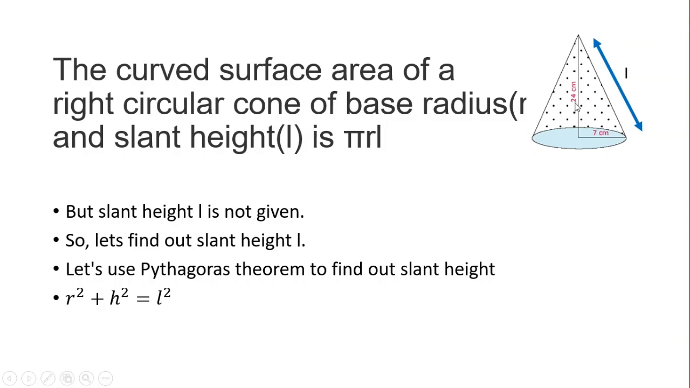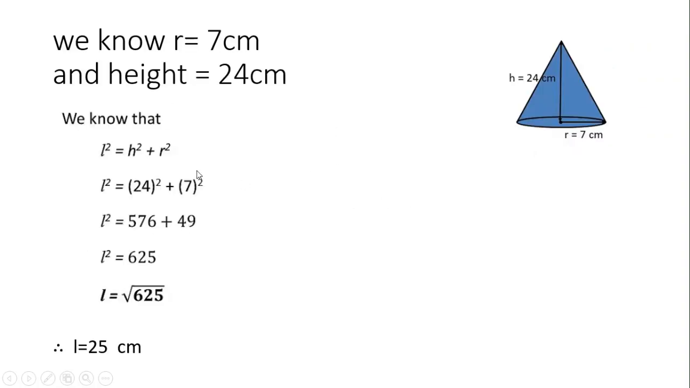So applying Pythagoras theorem, L square is equal to h square plus r square, where r is the base radius and h is the height of the cone. So we are substituting the given values here. R is 7 centimeters, height h is 24 centimeters. So L square is equal to h square plus r square, so L square is 24 square plus 7 square. So L square is equal to 24 square, which we know is 576, plus 7 square, which is 49.